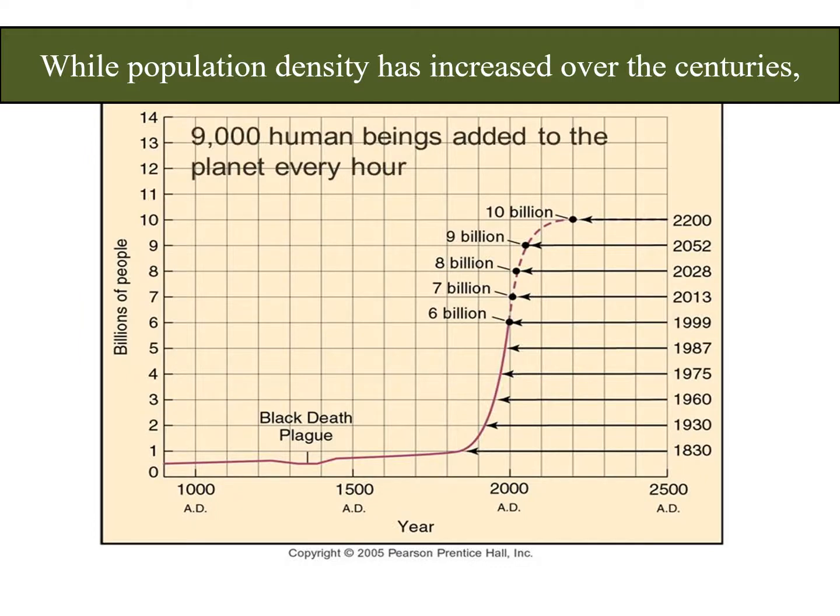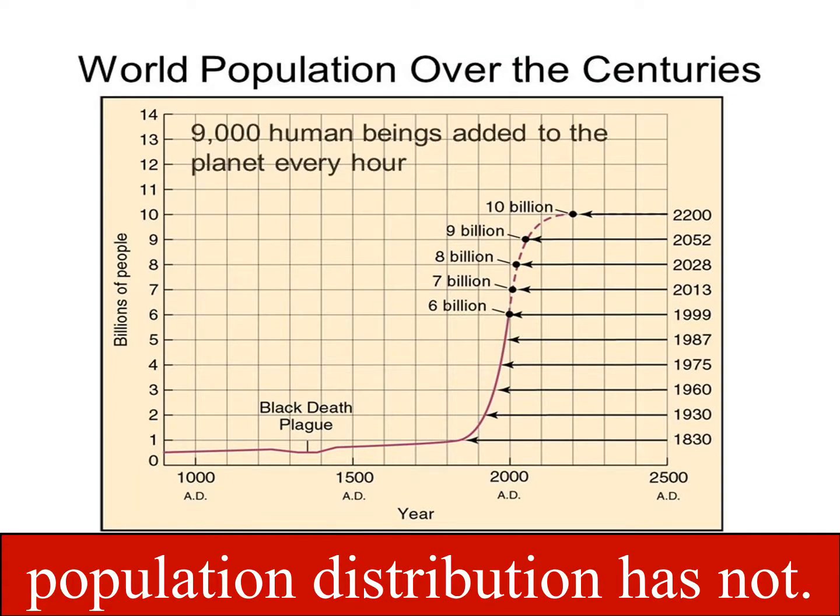So one of the major reasons why we see population explode around 1800 and the Industrial Revolution is because this is when we start to see huge advances in medical technology. From antibiotics to vaccines, we see a lot less death happen after 1800. So while population density has increased significantly, population distribution has not. We still live in the same few places that we did 2,000 years ago. And again, those 3 major areas being East Asia, South Asia, and Europe.